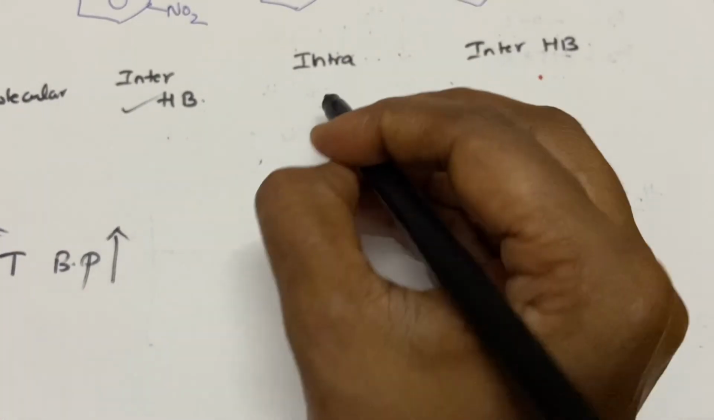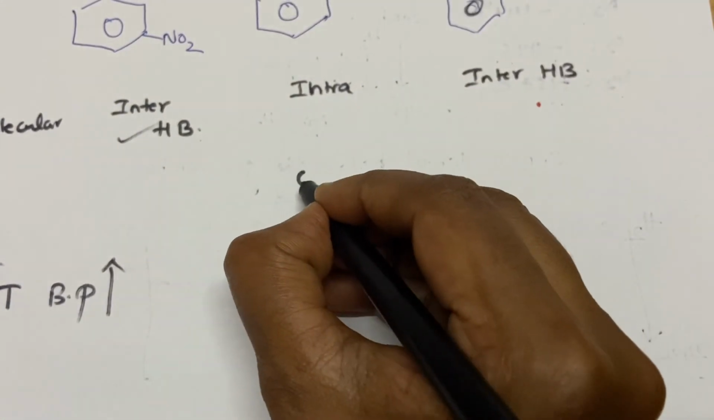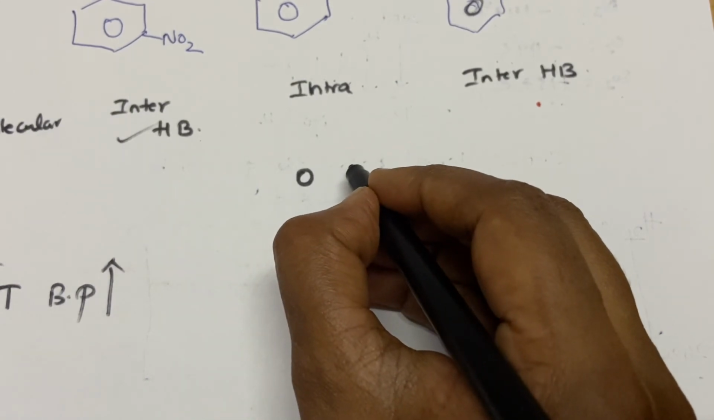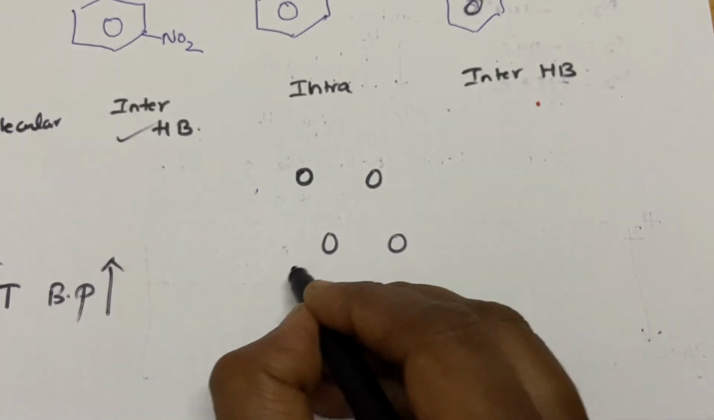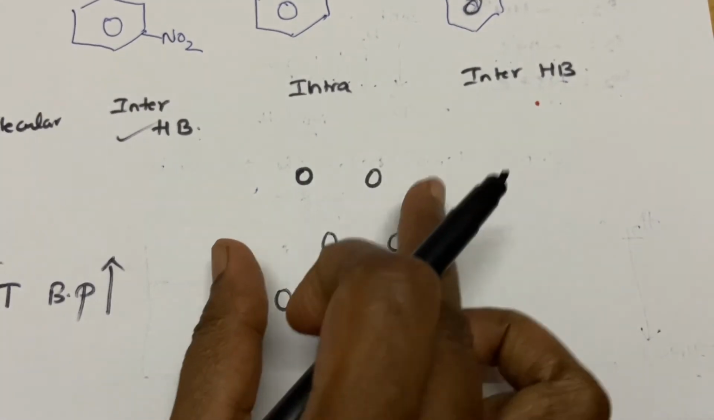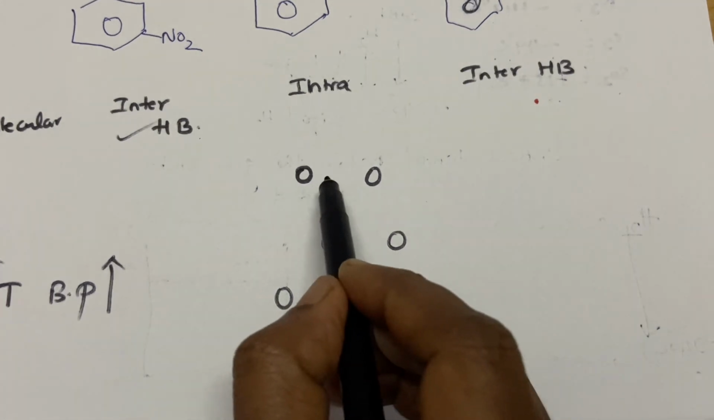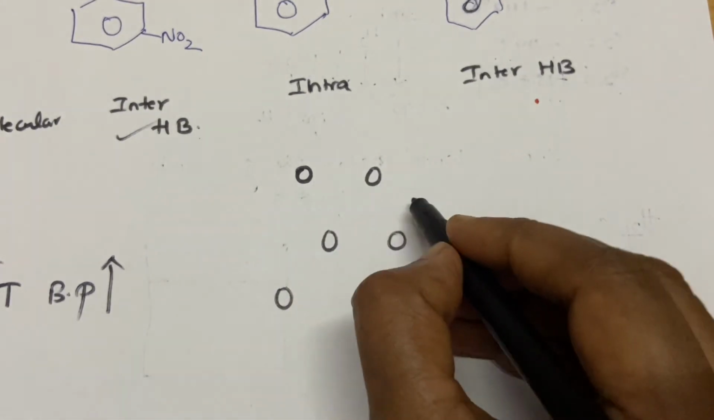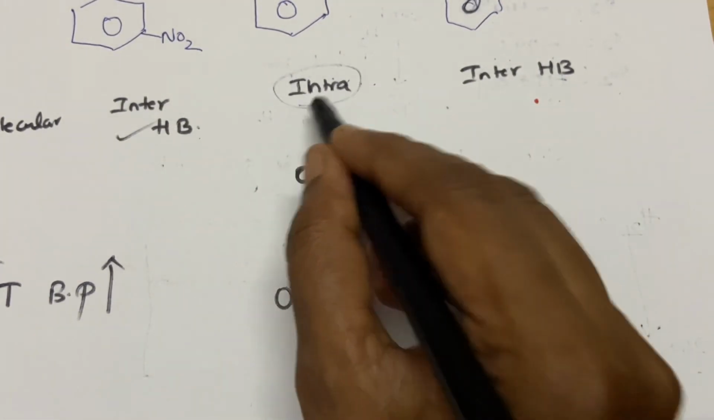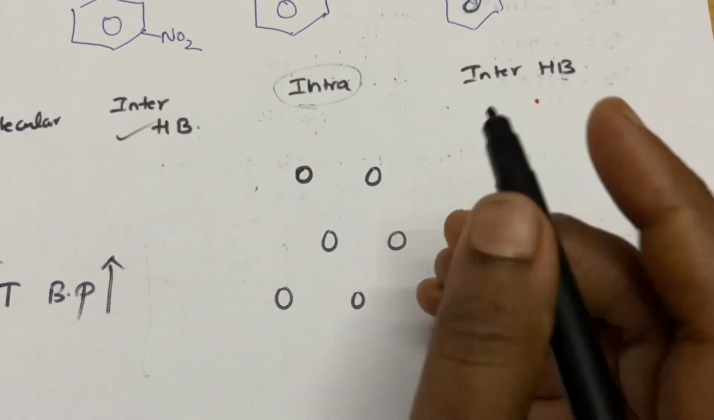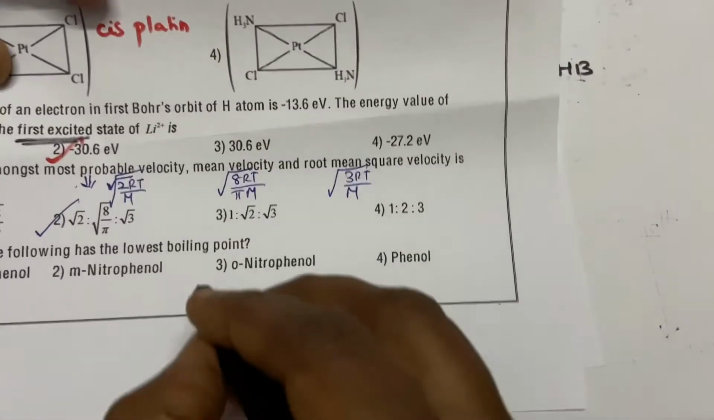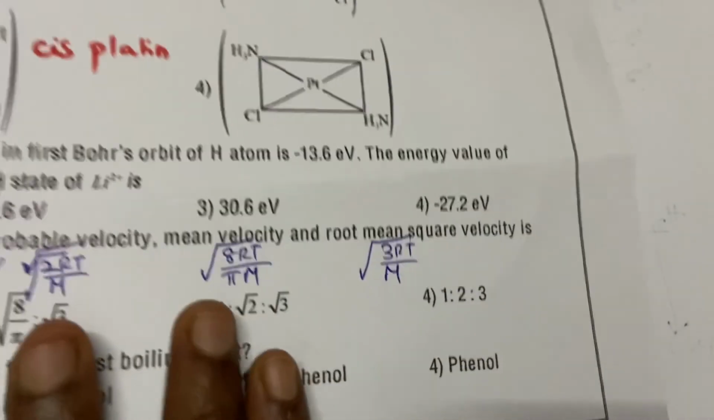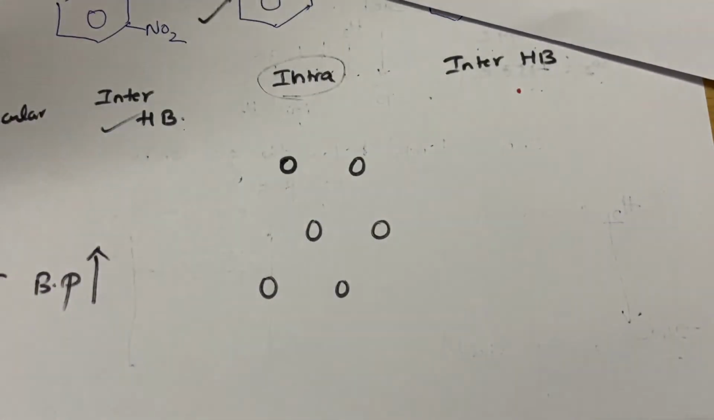When it comes to intra, the molecule will not associate with other molecules, no network at all. They remain as they are, only a weak van der Waals force will be there. So it will be very volatile and requires only a lower temperature to boil. So the answer is ortho-nitrophenol. So look for the hydrogen bonding, intra or inter. That will solve the purpose.